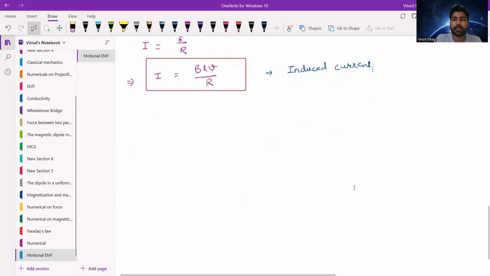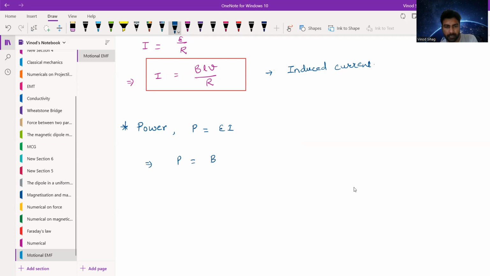Now we can find out the power. What will be the power? Power will be EI. So the equation of power will become: E is BLV, and I is BLV upon R. So the equation of the power will become P equals B square L square V square divided by resistance R. This will be the power loss here.